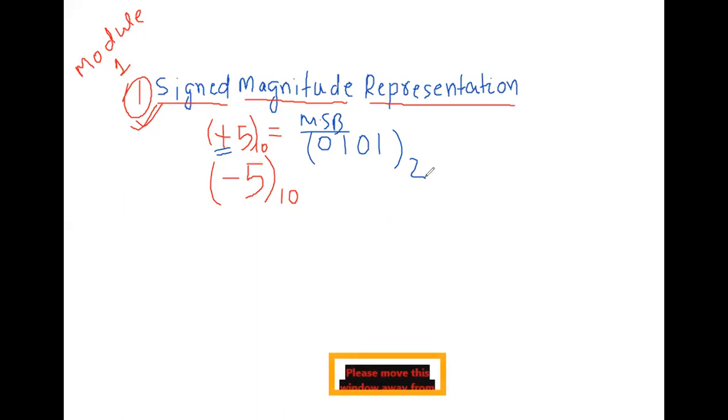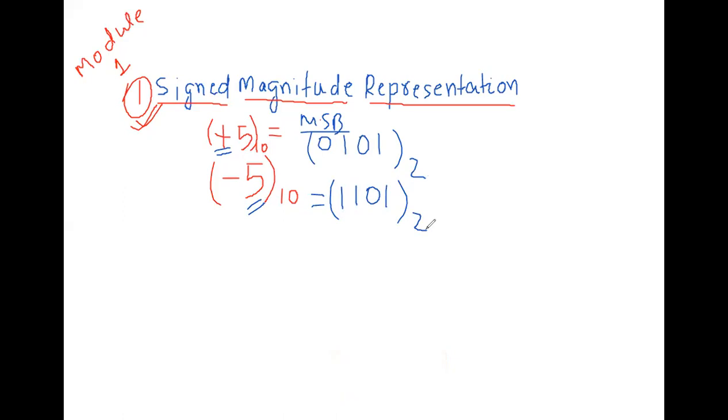Then -5, you can do easily. MSB bit will be 1 because it is minus. Then what is the magnitude? Magnitude is 5, so 101. Understood? This is not the case in the ones complement system; this is a different case. This is signed magnitude representation. Rules are different in this topic. Okay, understood?